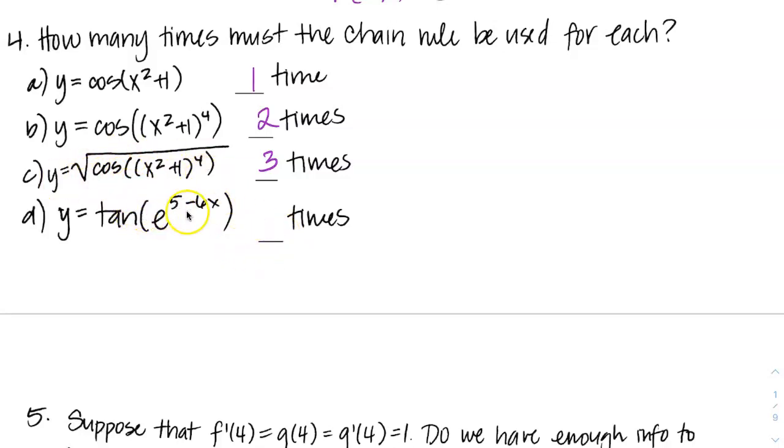The next one, well, this one looks a little funky, but you take the derivative of the outside tan, which is once, and then you get to this guy, and the derivative of that's also a chain rule, because it's e to a power. Now, I'll be the first one to admit, I don't really think of e as chain rule so much, because the way I do e is I copy it times by the derivative of the power. That's how I do it. But it's technically a chain rule.